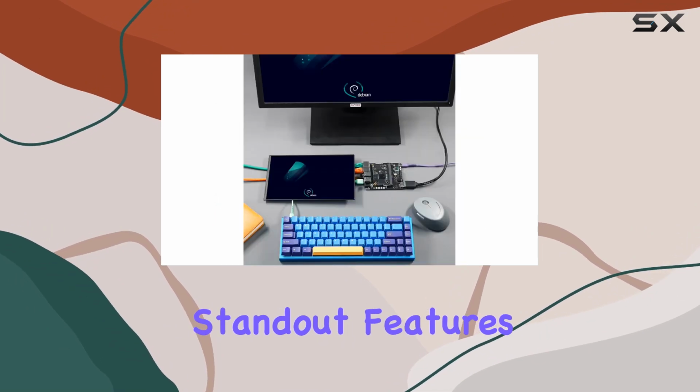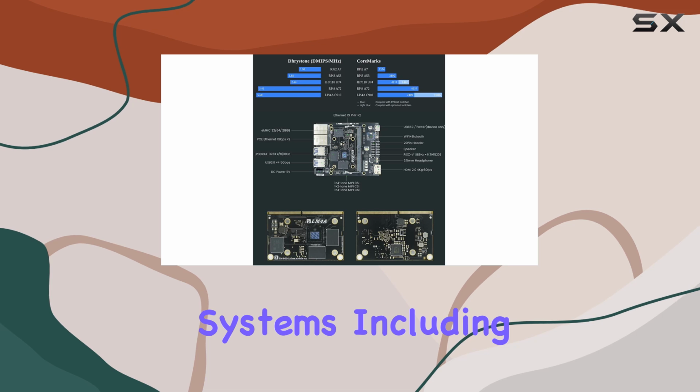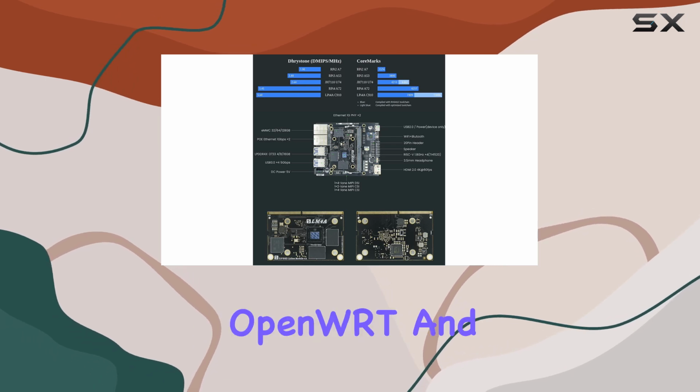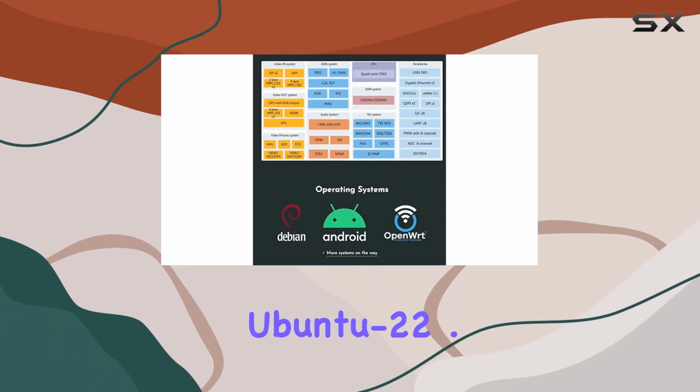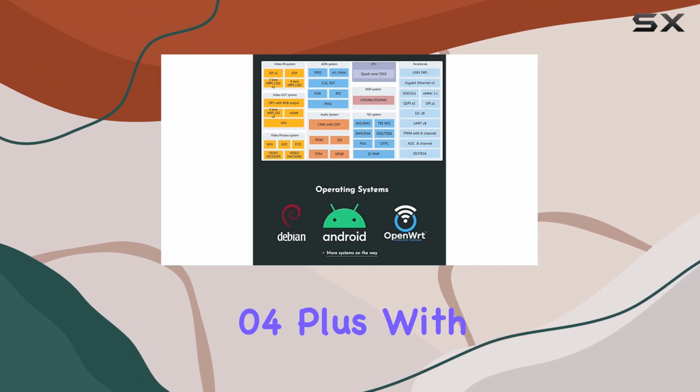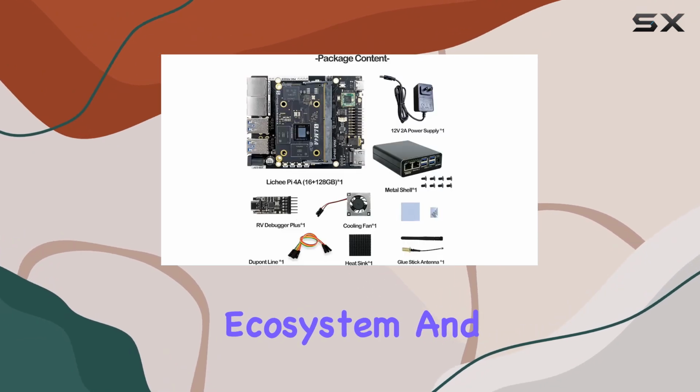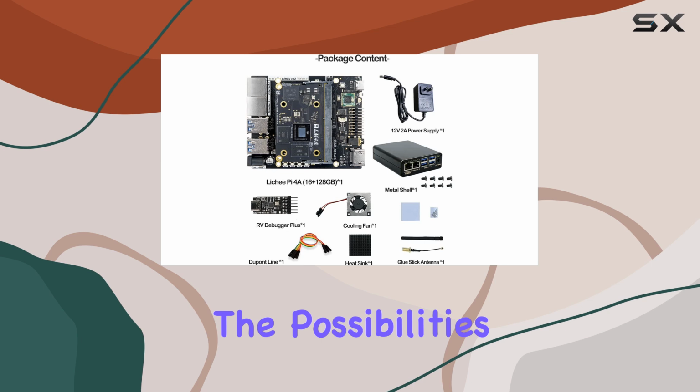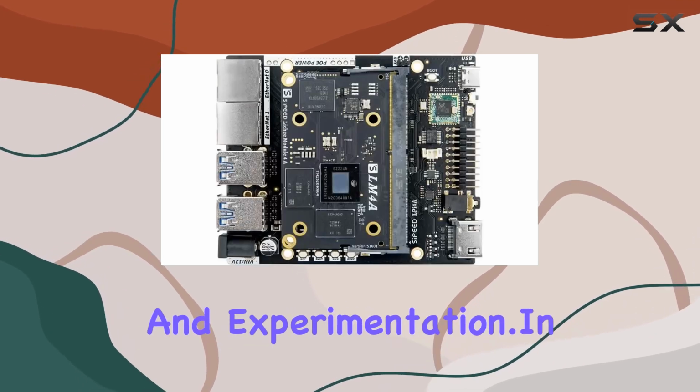One of the standout features of the LicheePi 4A is its support for a wide range of operating systems, including Debian, Android, OpenWRT, and Ubuntu 22.04. Plus, with a rich software ecosystem and faster native compilation, the possibilities are endless for development and experimentation.